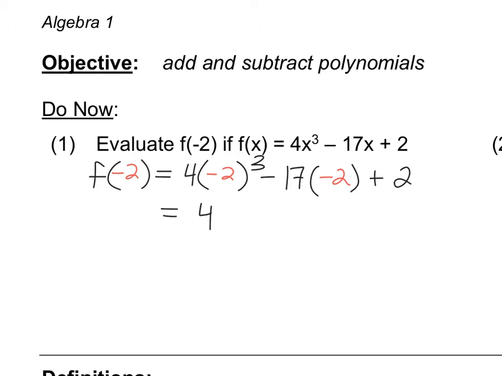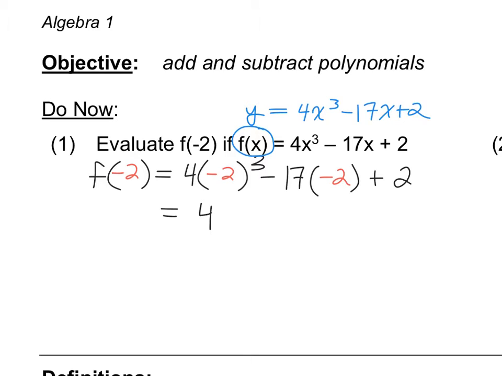There are other ways for the calculator to do this work because, again, f of x is the same as saying y. So this is the same as saying y equals 4x cubed minus 17x plus 2. The connection being that if I'm looking for f of negative 2, I'm looking for the y value that goes along with the x value of negative 2 if I had a graph for this function. So let's create a graph of the function. Get rid of all this other stuff.